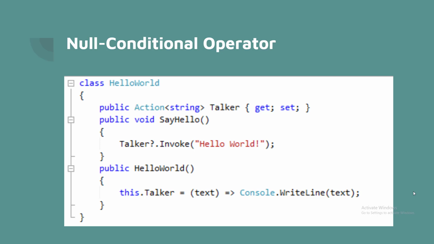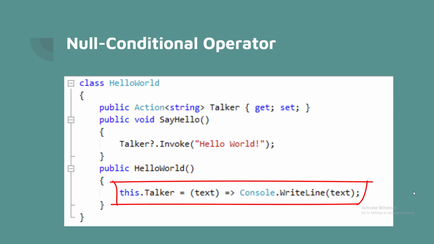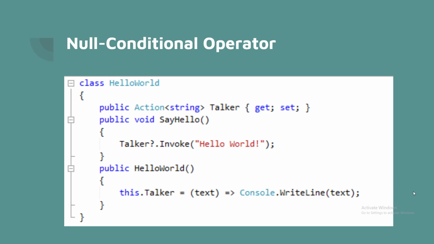So on that last line, we make an assignment to the talker property, but imagine for a moment that we didn't, that wasn't in the constructor, or there was no constructor. If someone were to invoke the sayHello method and talker had not been initialized, it would be null, and we would get a runtime error, which is a null reference exception.